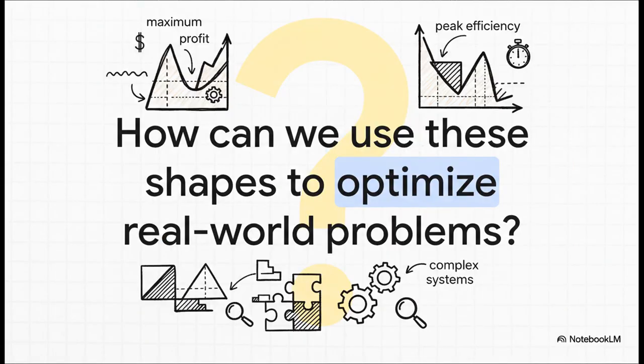Which really leaves us with a final thought. I mean, these peaks and valleys, they're not just points on a graph. In the real world, they can represent maximum profit, or minimum cost, or peak efficiency. So the question is, how can we use this detective work to optimize all the complex systems that shape our world?